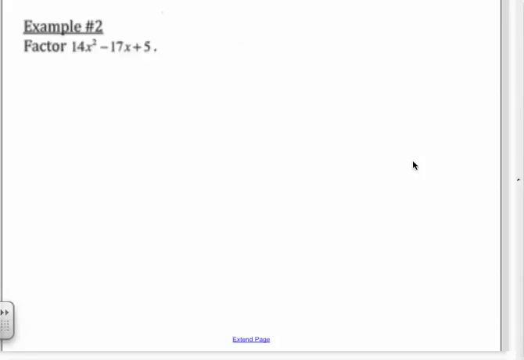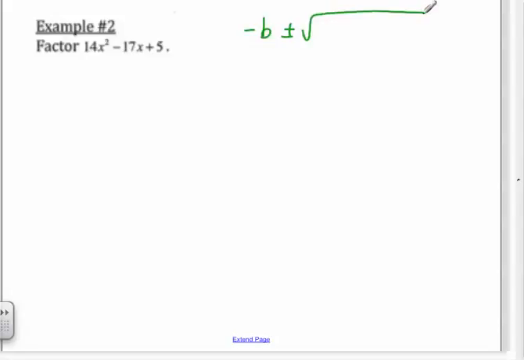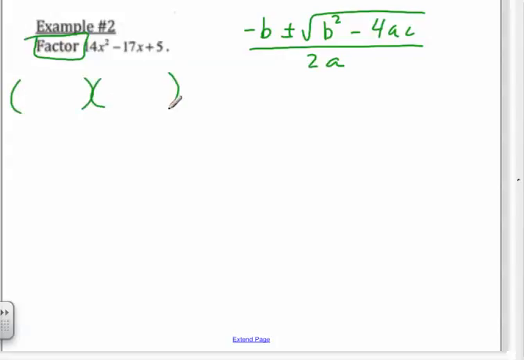Okay, guys, remember the quadratic formula. Oh, let me get that back in the right place. The quadratic formula is minus b plus or minus the square root of b squared minus 4ac, all over 2a. Now remember, they're asking us to factor, so our answer needs to be two binomials like that.